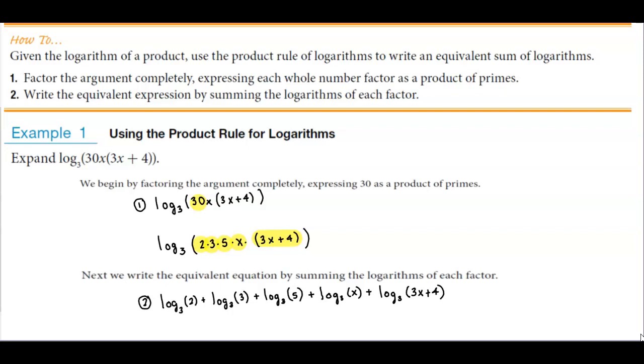So next what we want to do is write the equivalent expression by summing the logarithms of each factor. So the first factor is 2, so we're going to have the log base 3 of 2, plus the next factor is 3, so it's plus the log base 3 of 3. Plus we have the log base 3 of 5, plus the log base 3 of x, and the last one is the log base 3 of 3x plus 4.